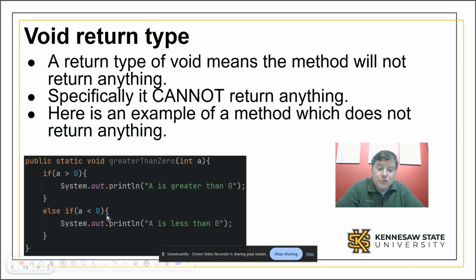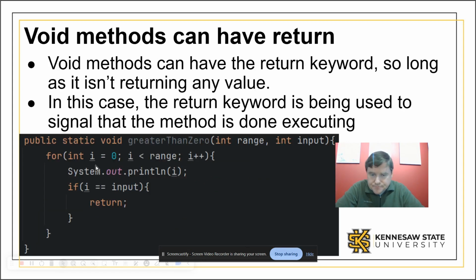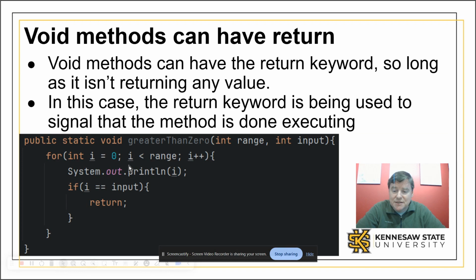So I can have a return statement, but it must simply be return semicolon. It can't be return a is greater than 0 or return 7 or return false. It has to be just return semicolon because of this void right here in the header. So here's an example with a return keyword just being used to end the method.